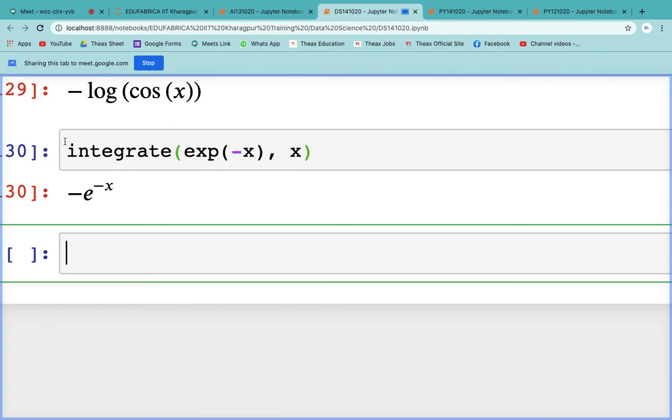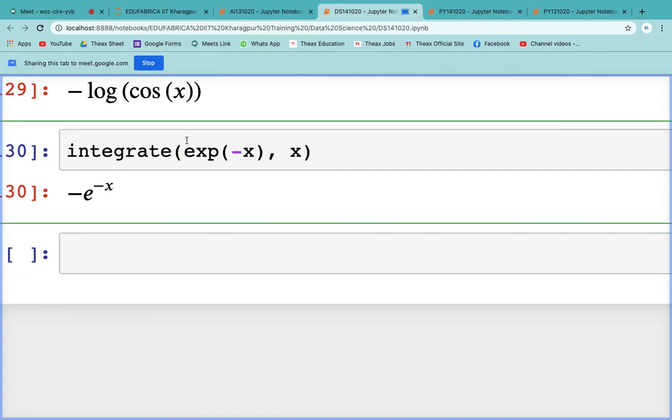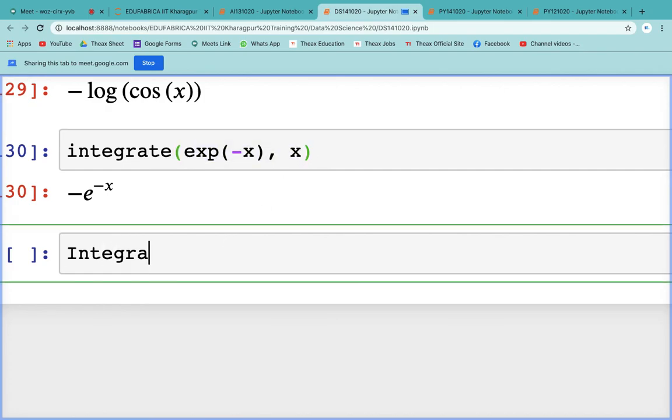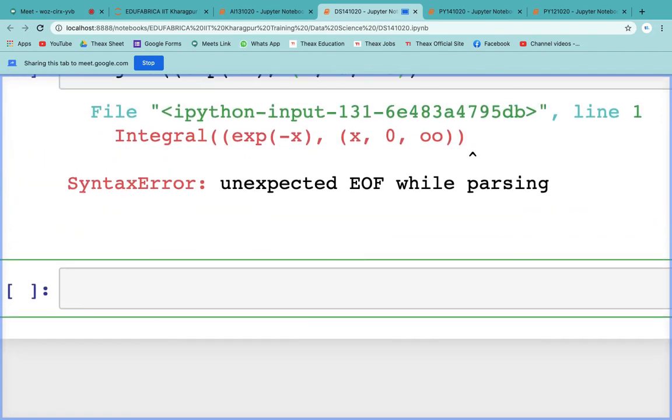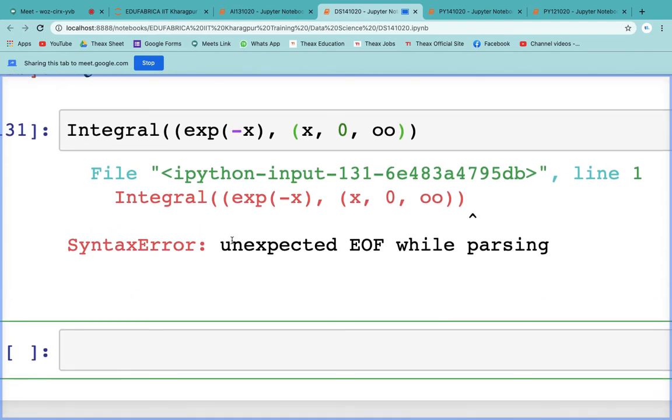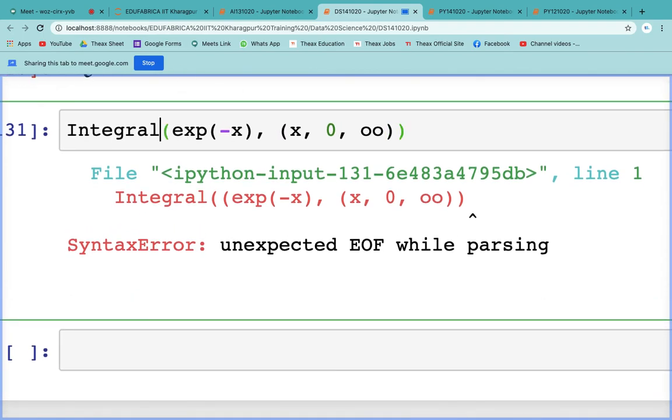Same question, writing limits. Okay, I have to represent that. Copy integral of this. Okay, see how it is written. So, e to the power of minus x, then you have to write a bracket again here, and write it with respect to x, lower limit as 0 and upper limit to the infinite. One bracket is extra, let's move.